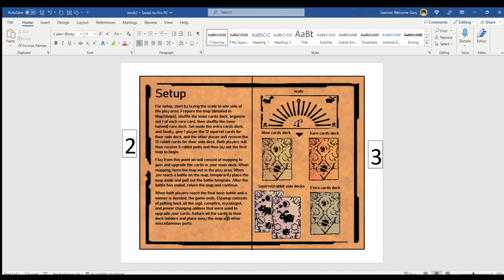Return all the cards to their deck holders and place away the map and other miscellaneous parts. And then here's an example of what the scale looks like. Main cards deck has this back, rare cards deck has this back, extra card deck has this back, and then the squirrel and rabbit side decks have the squirrel and rabbit side decks.